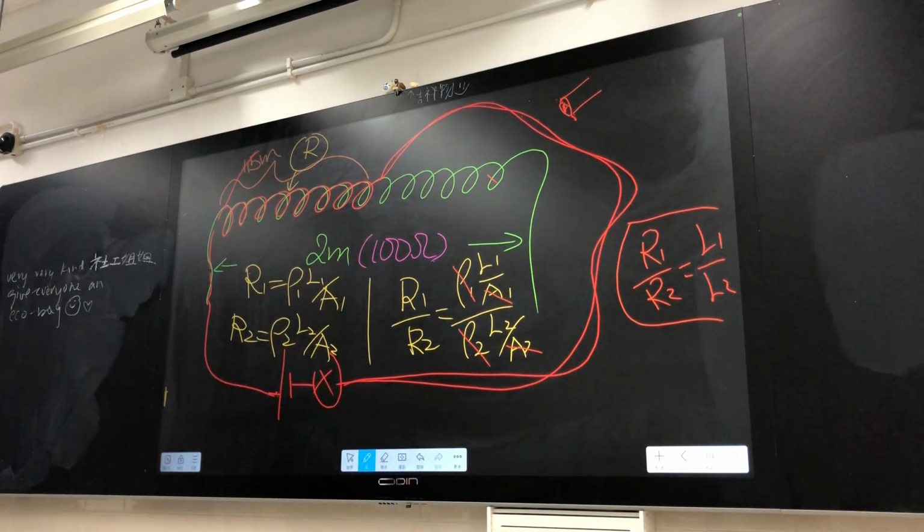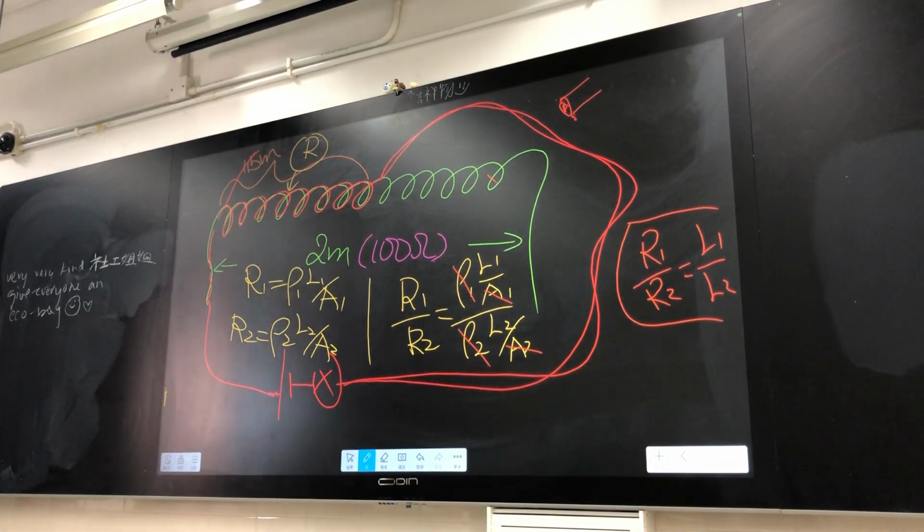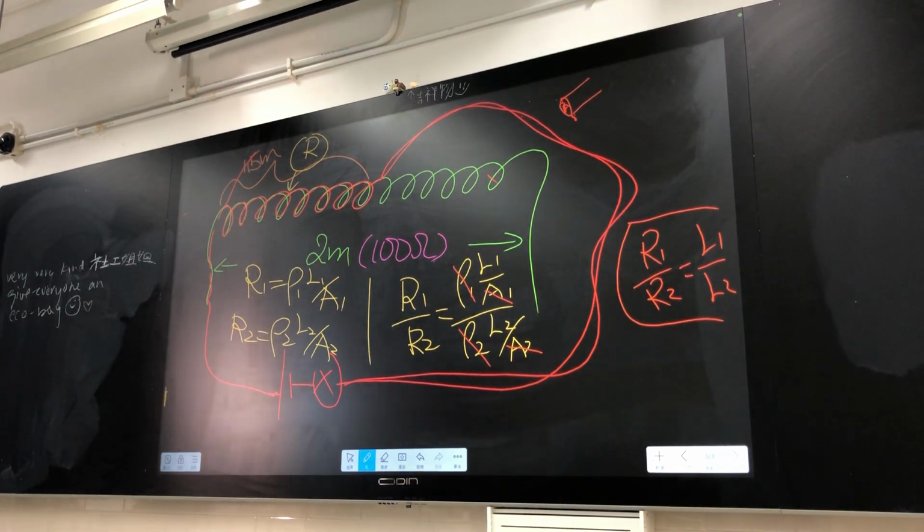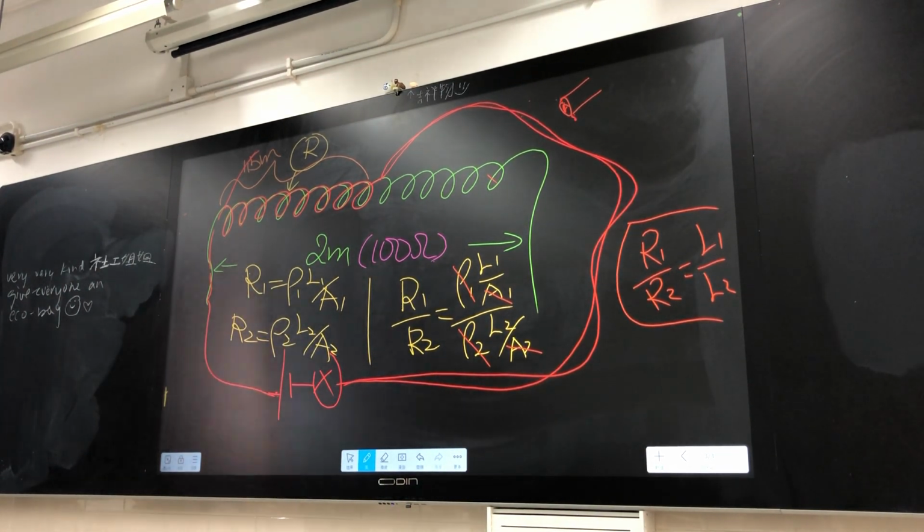Okay, so any questions? Any questions? So just memorize that. They are proportional to each other: the length and the resistance.